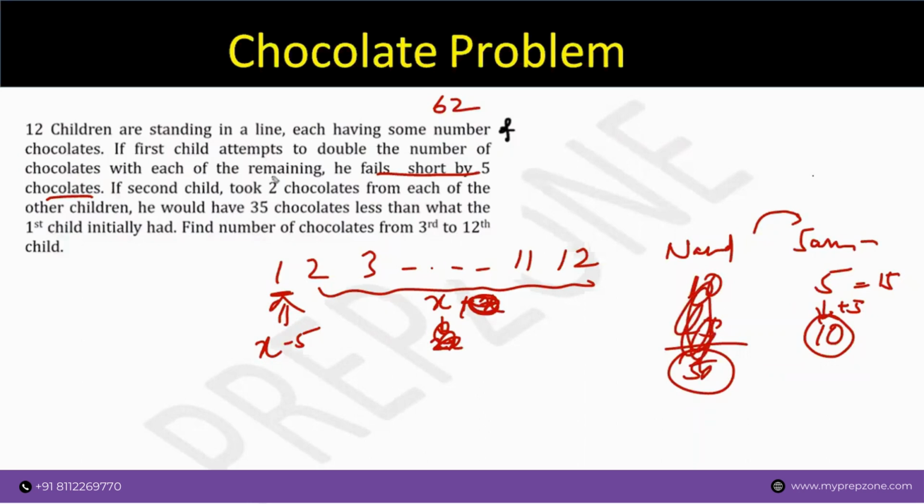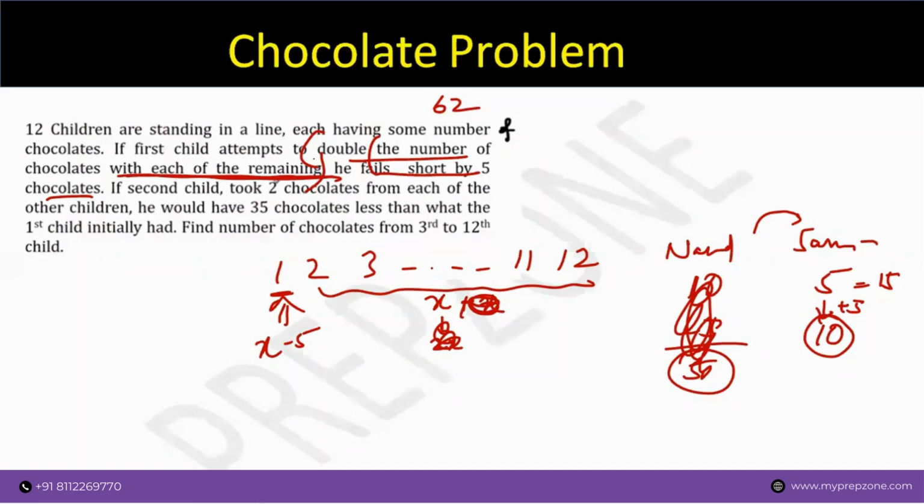Sir, the statement, I thought the child is trying to attempt double his chocolates, not the other way around that you said. See, question says if the first child attempts to double the number of chocolates with each of the remaining, which means बाकी सबका chocolates double करने का try कर रहा है, right? He's attempting to double is the verb कि वो double कर रहा है, the number of chocolates with each of the remaining. This is the object कि बाकी सबके पास जो chocolates है उसको वो double करने का try कर रहा है.